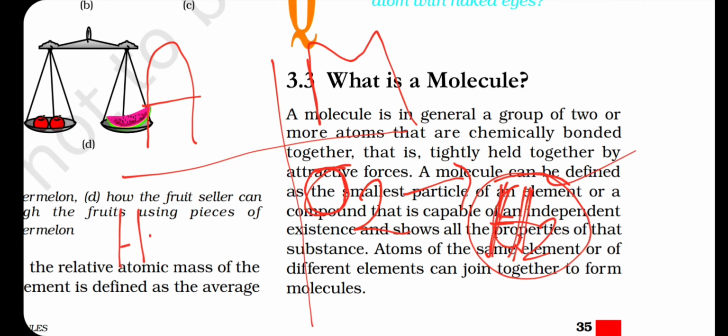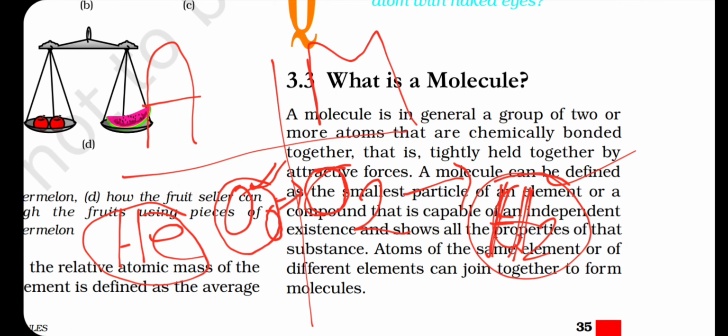For example, if we take helium, it is present independently. But if we take the oxygen atom, it is not independently present because it has to combine with another atom to form the molecule of oxygen, so that it becomes independent.